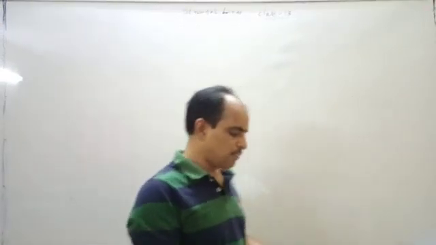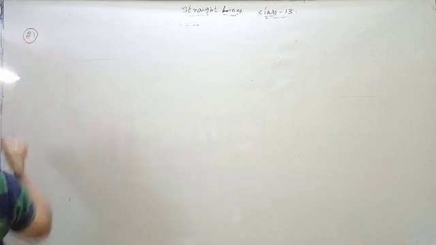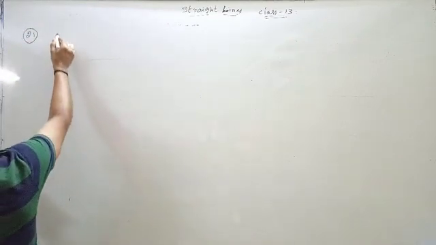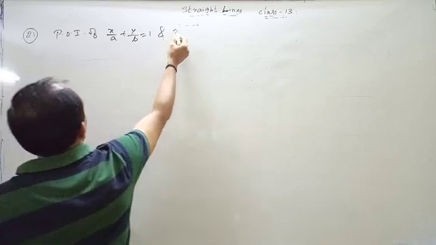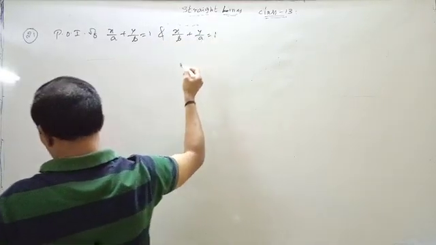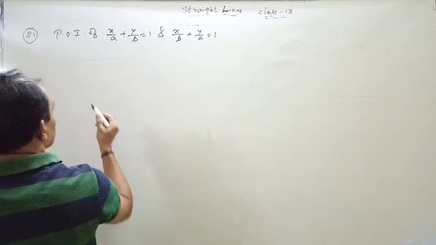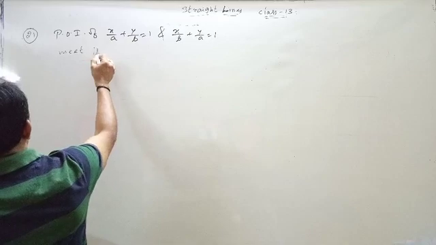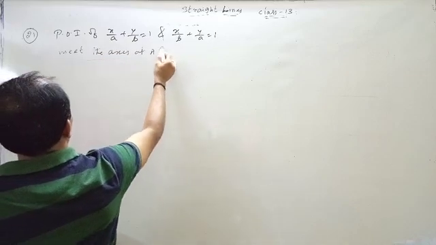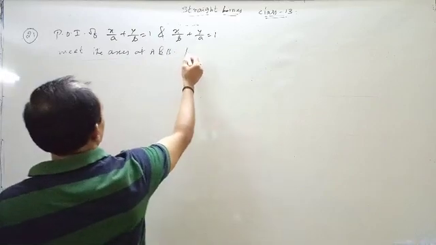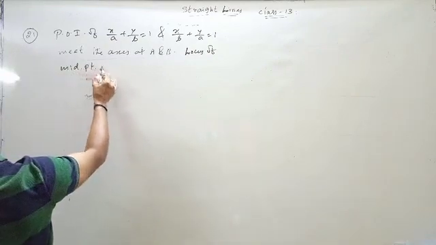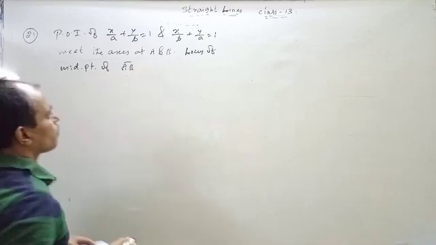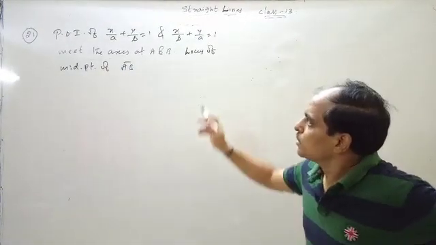That is the 18th, 19th question, already I discussed that question, 19th and 20th. The 21st question. You see the 21st question. A line passing through the point of intersection of x by a plus y by b is equal to 1 and x by b plus y by a is equal to 1 meets the axis at A and B. The locus of midpoint of AB is. Okay? So we have to find and explain this problem.